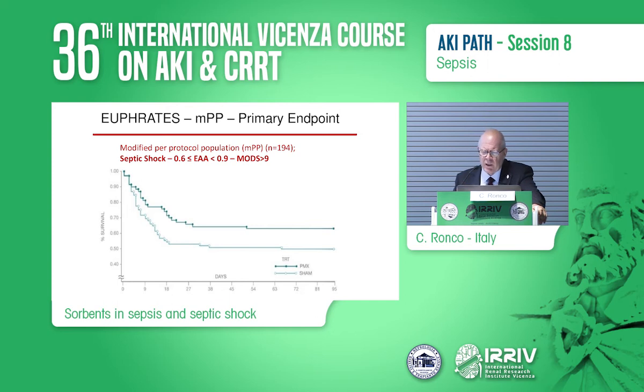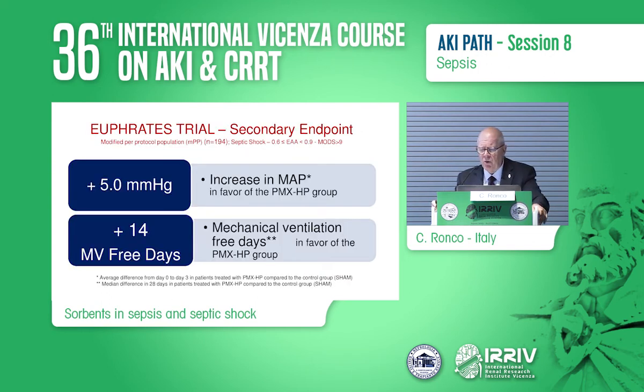So if you actually take only the patients modified per protocol in the population that are between 0.6 and 0.9, there is a strong signal in favor of survival, and there is a strong signal in favor of improving hemodynamics and improving mechanical ventilation-free days.